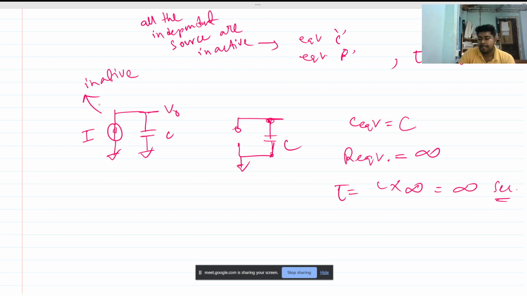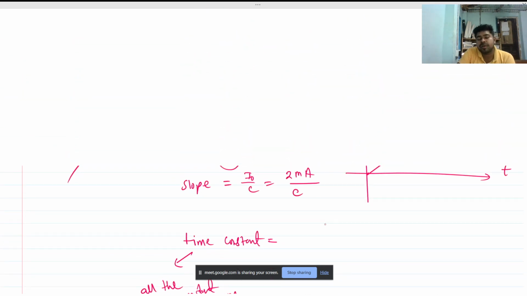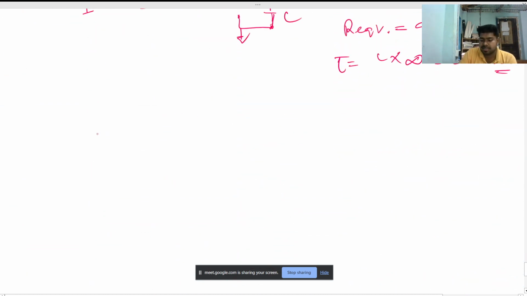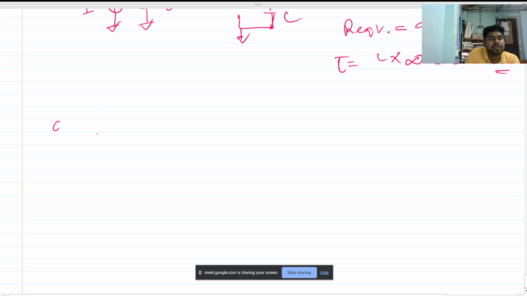And you can see this from the waveform as well. The waveform is reaching infinite voltage with respect to time. So the time constant is infinity, and it never reaches steady state. Okay, so this is how we can look at this picture. Now let's take case 2. Case 2 here is this, right?